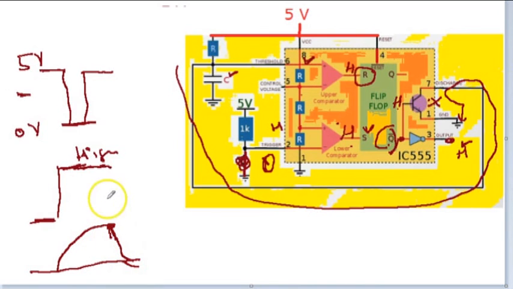The capacitor is totally discharged, and this was high, this becomes low. So the output becomes low now. So this duration depends upon how much time the capacitor takes to charge and to reach the 2/3 VCC value.